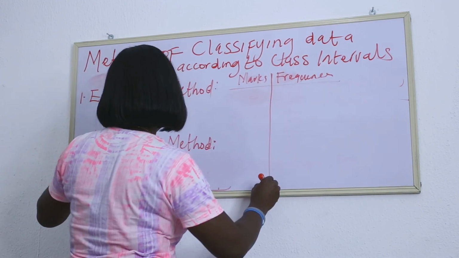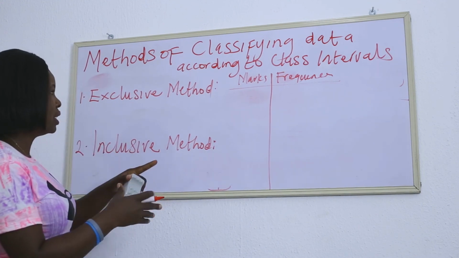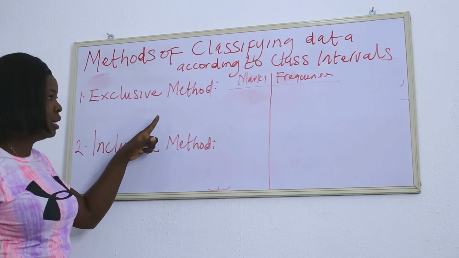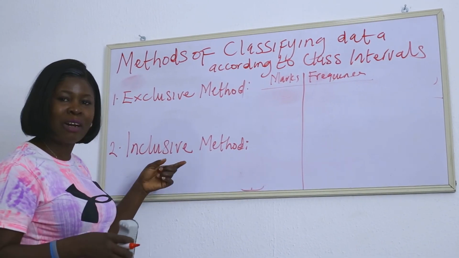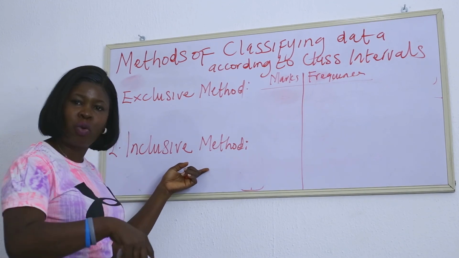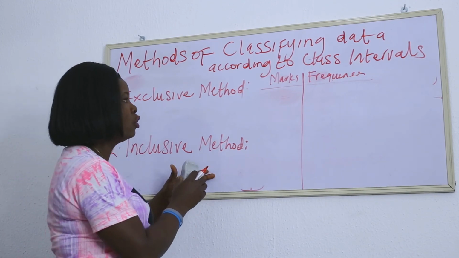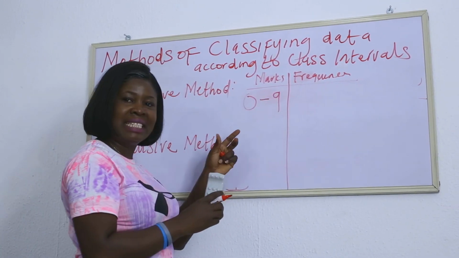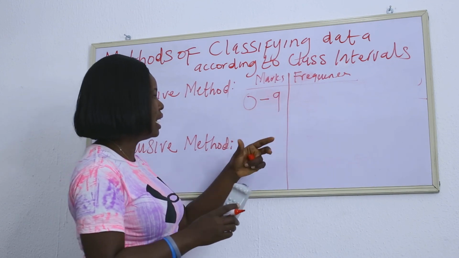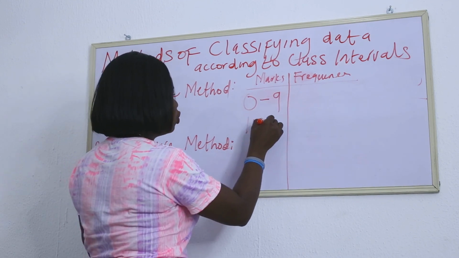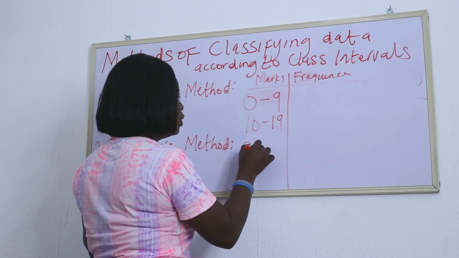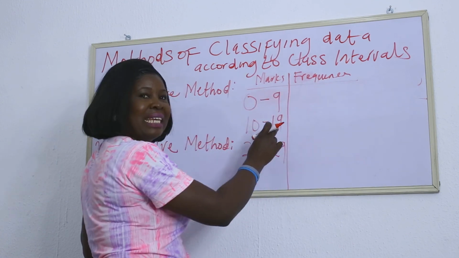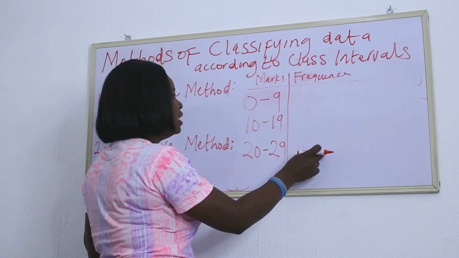We said for exclusive, the class intervals are so fixed that the upper class interval of that class becomes the lower class interval of the next class. But for inclusive, we said the upper class limit of a particular class is part of that class. So for inclusive now, we say 0 to 9. For exclusive, we have said 0 to 10. But for inclusive, we say 0 to 9. Then we say 10 to 19. We say 20 to 29. It means 9 is included in this class itself, 19 is included in this class, and 29 is included in this class.